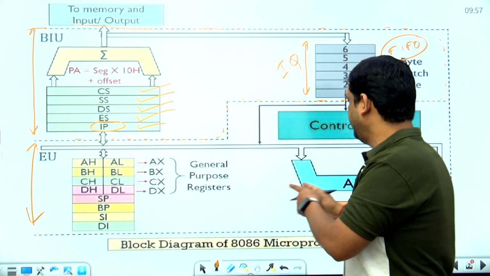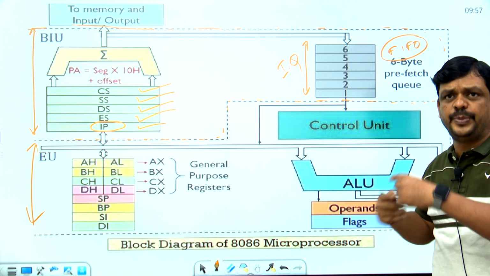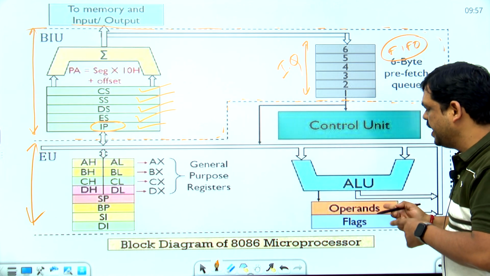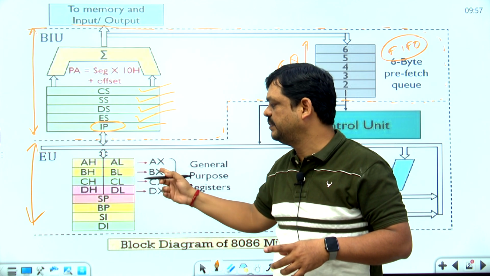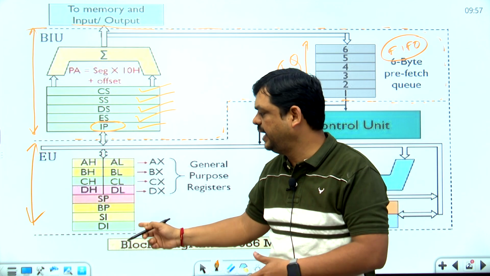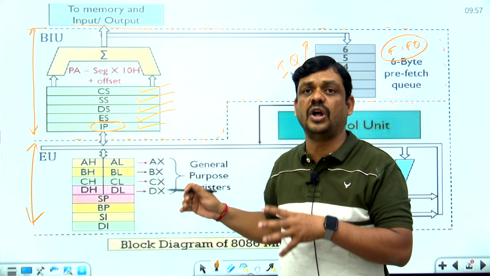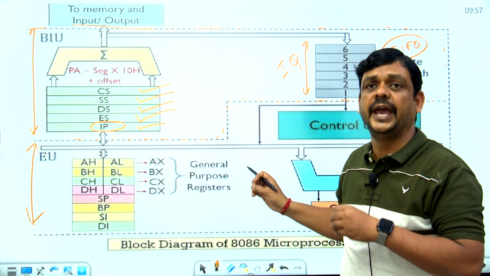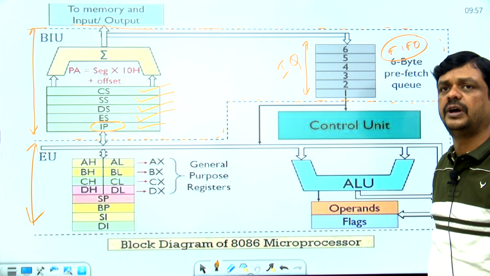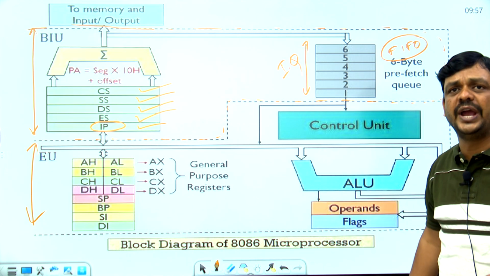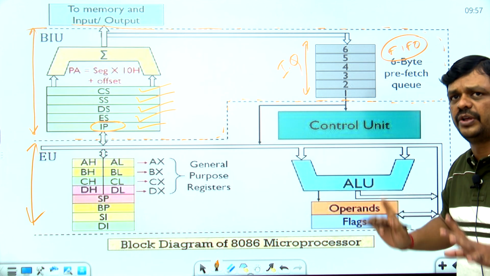Execution unit consists of ALU, because ALU has to perform arithmetic and logical operations, and it consists of operands and general purpose registers. So AX, BX, CX, DX and pointer and index registers. So all these registers are available in the execution unit. So this comes under the functional units of the 8086 microprocessor. So if you want, please note this.